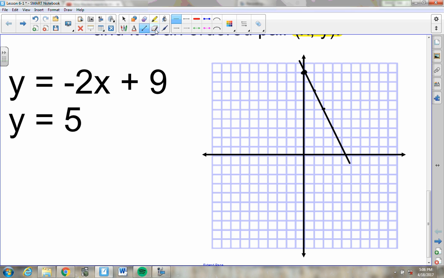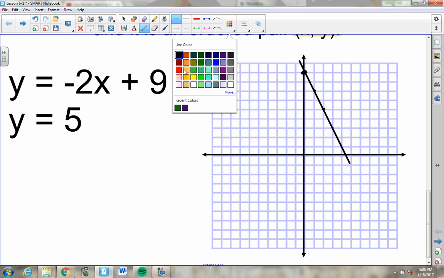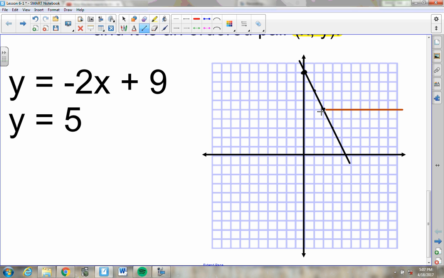Then y equals 5 is one we did in class for our intro as well. That's one where I just go up to 1, 2, 3, 4, 5, and I make a line that goes straight across. So this equation, y equals 5, is done in brown right here, because it's all the points where the y value is 5. That's a straight horizontal line, as we found yesterday.